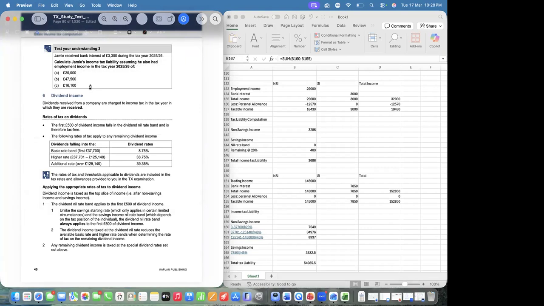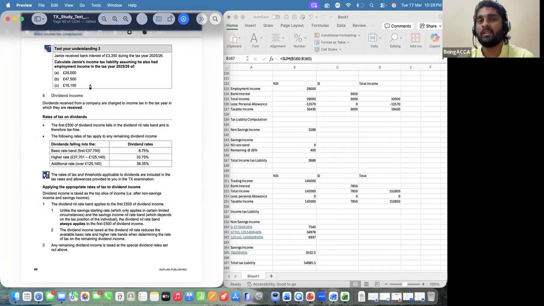Tomorrow we will discuss dividend income and reliefs, personal pension contributions, gift donations, and all of those areas.